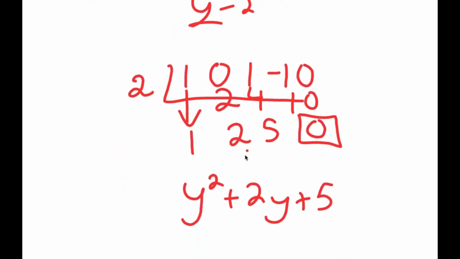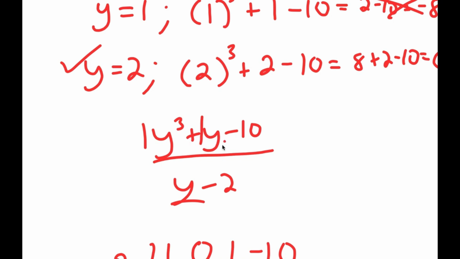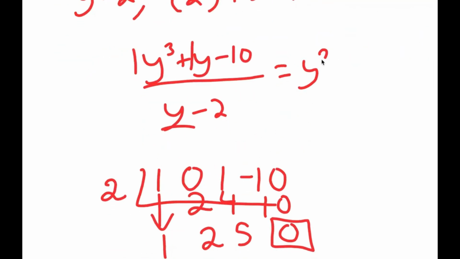Meaning, y to the power of 3 plus y minus 10 divided by y minus 2 is equal to y squared plus 2y plus 5.